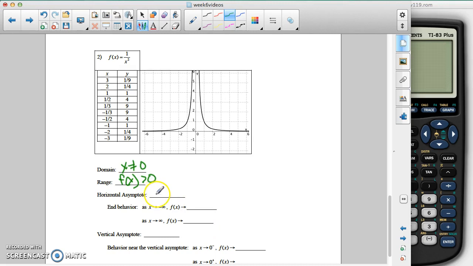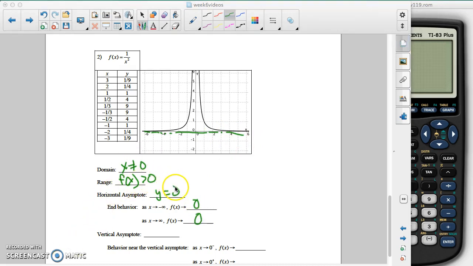Now your horizontal asymptote is the same. It's going to be y equals 0. So our horizontal asymptote is this y equals 0 line. We don't approach on both sides though. As we go to negative infinity here, we go to 0 on the positive side. Positive, but we get close to 0. Same thing happens here. We get close to 0.